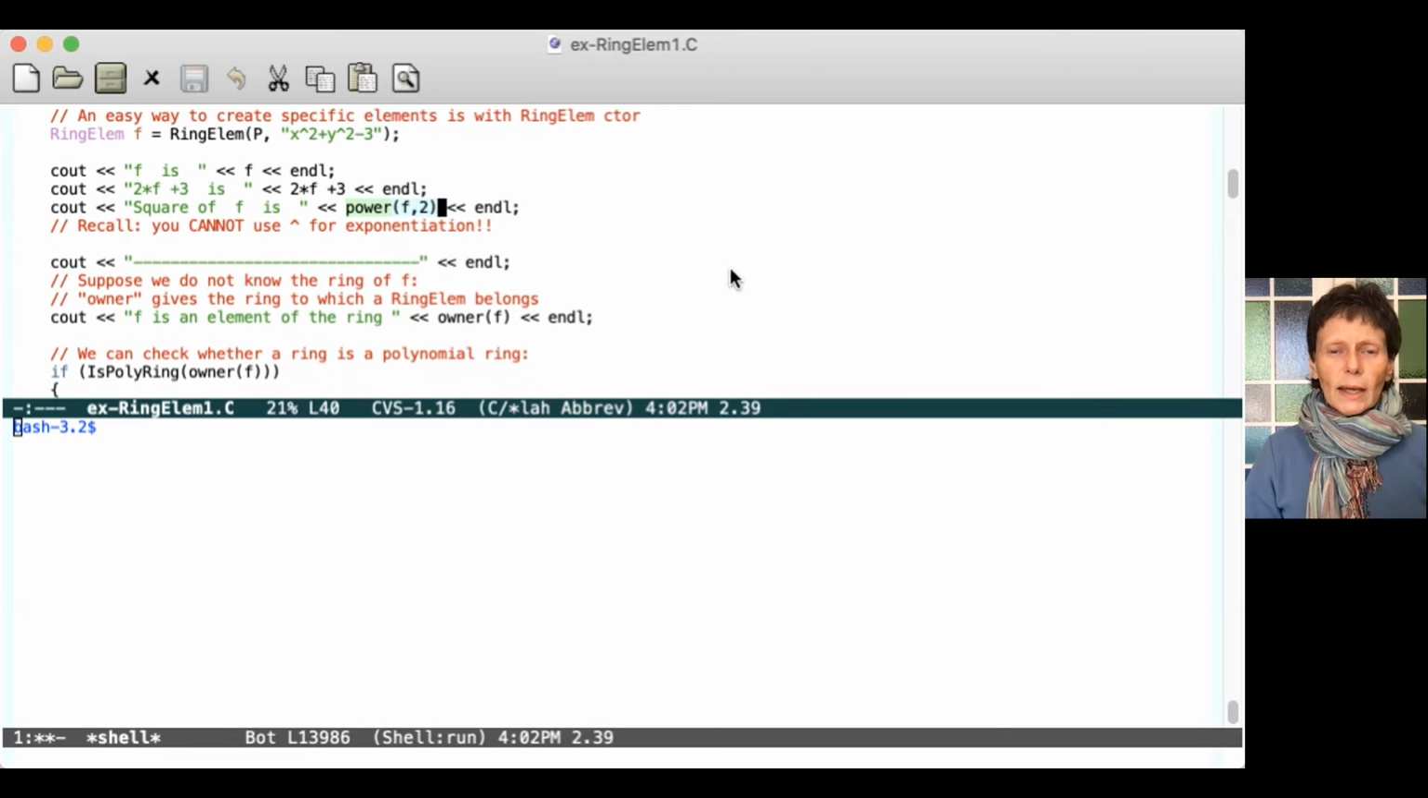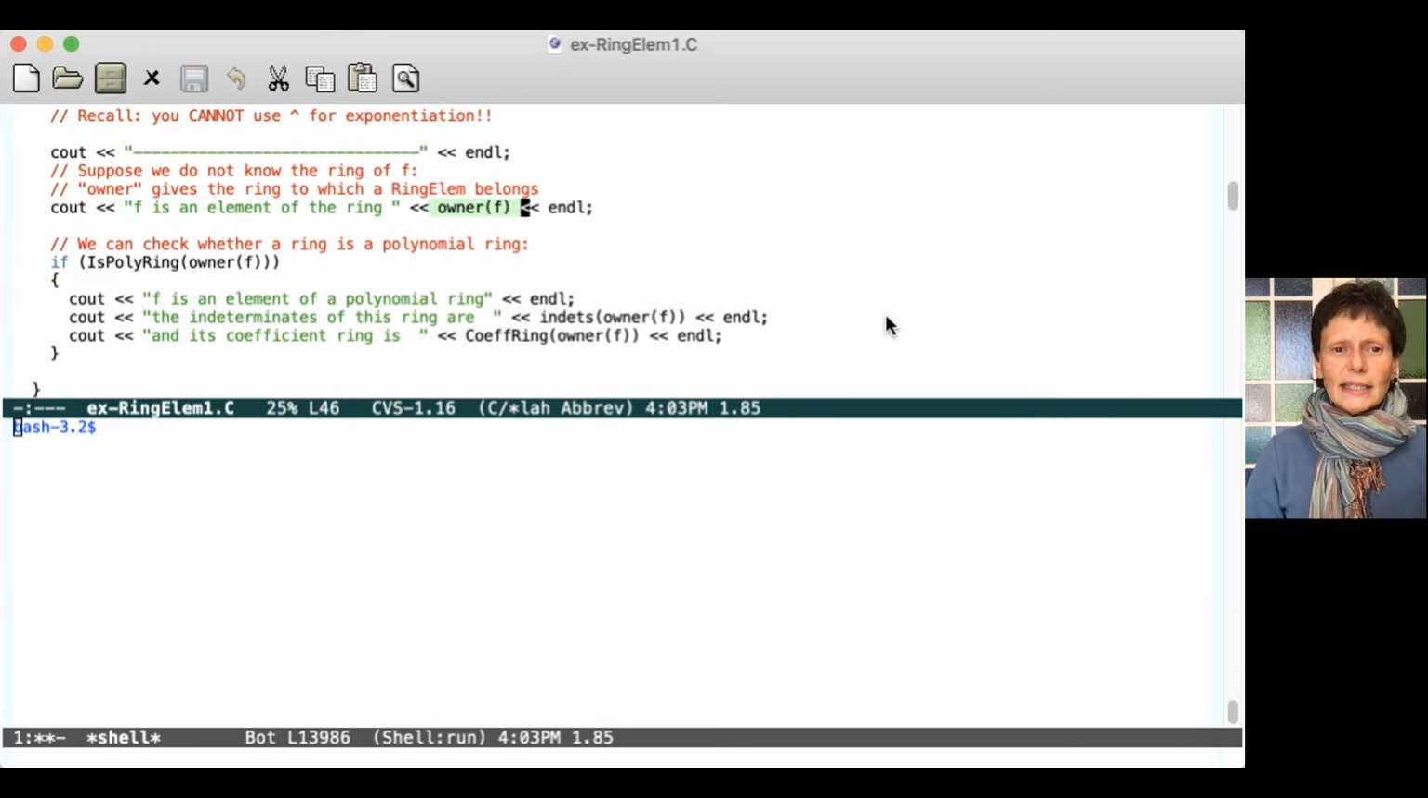And what other information do we get out of it? We get out the owner of F, which in CoCoA 5 is ring of F. And then it says if this owner is a polynomial ring, which it is in our case, then it prints something like this is an element of a polynomial ring, these are the indeterminates, this is the coefficient ring.